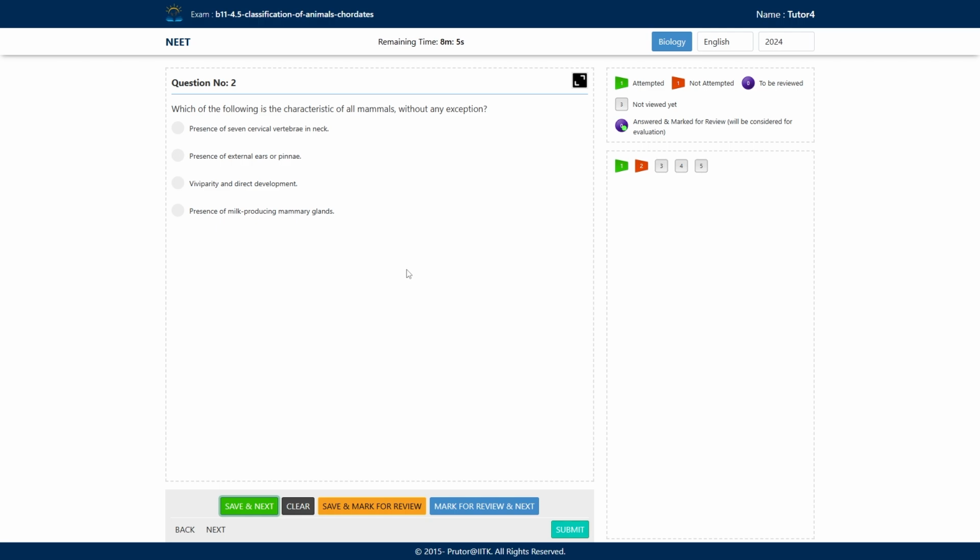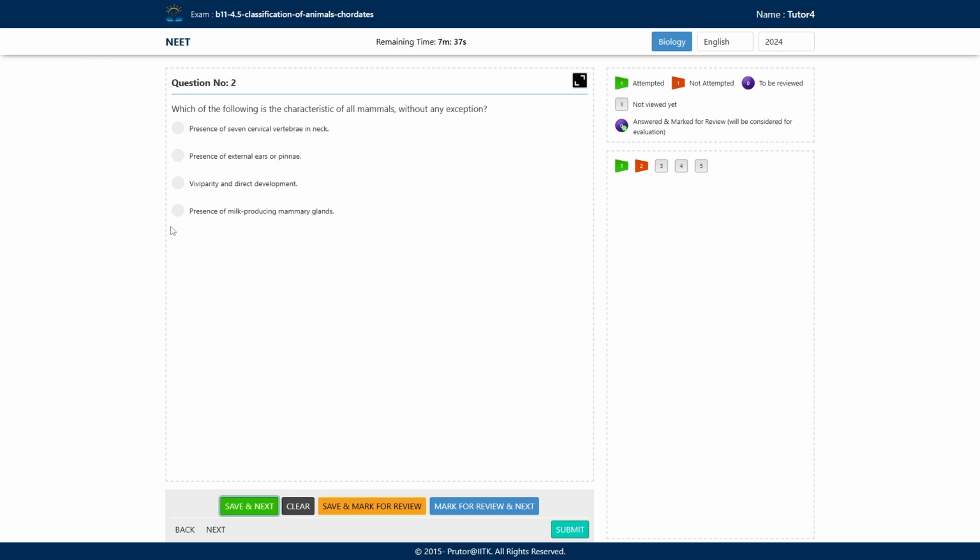Like there is an exception like giving birth to the young ones. But all mammals do not give birth to the young ones. Some mammals lay eggs. So there is an exception. But there is one point in the case of mammals that there is no exception. So which option is that? A, B, C, D. It is actually the option D, the presence of milk producing mammary glands.